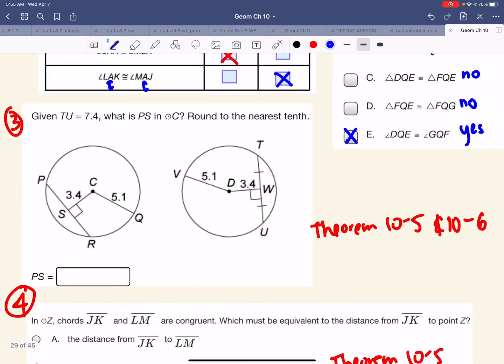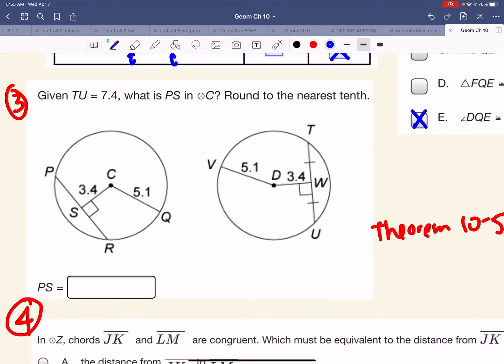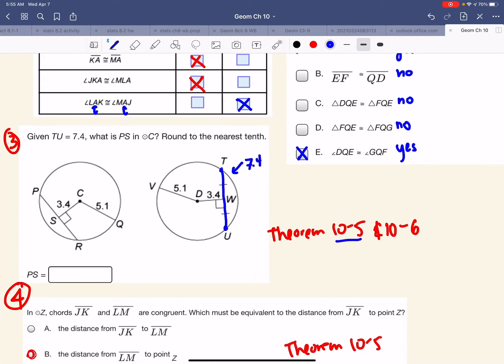Question number three. It says, given TU is 7.4. So both theorem 10.5 and 10.6 come into play here. Maybe even 10.7. We see that this setup on the left is exactly like the setup on the right. So those are the same, and so their measurements have to be the same. So PR has to equal TU, so they all are equal to 7.4.